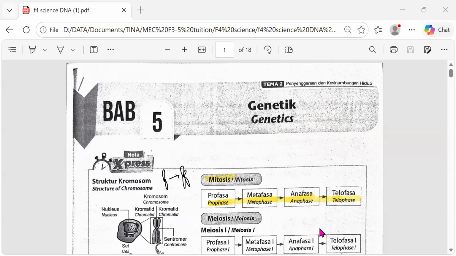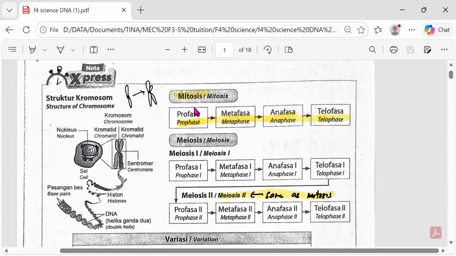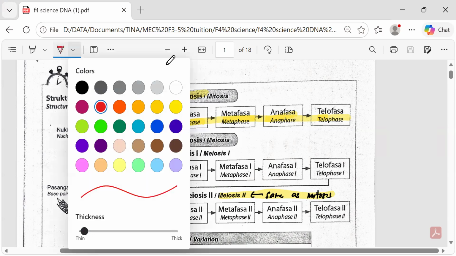Okay, so last week I already showed you a lot of things, right? We talked about mitosis. What's the difference between mitosis and meiosis? Meiosis is to make gametes. Remember? It's to make something that has half the genetic information. So mitosis is to make the one that is exactly the same.